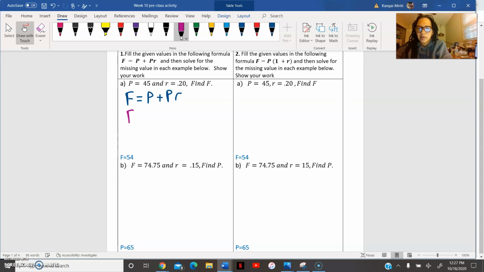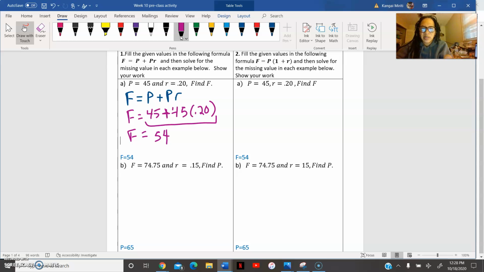So it seems like we don't know f, but we do know that p is 45. And 45, p next to r means 45 times 0.20. And then all we have to do is do all of these calculations over here. You could put those in your calculator or you could calculate them by hand. But if you do 45 plus 45 times 0.20, you should end up with 54. So that one wasn't really very hard. We just plugged in the values and solved.